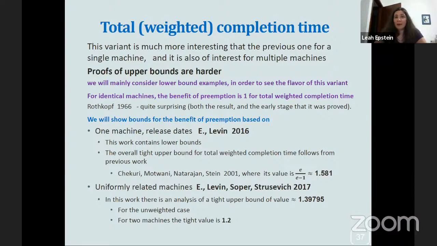So here are some results that I was involved in. The first one is for one machine and release dates. This is the bullet in the middle of the slide. The work only contains lower bounds. The reason is that the upper bound follows from previous work and the lower bound is tight with that. So, sorry, here there are release dates. And the next one is the one without release dates.